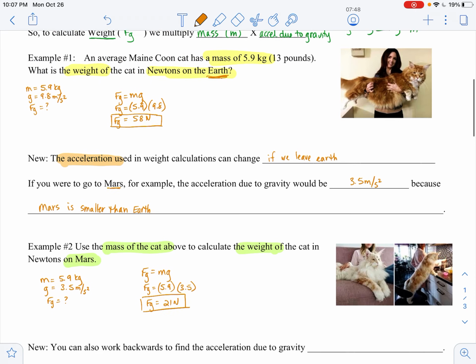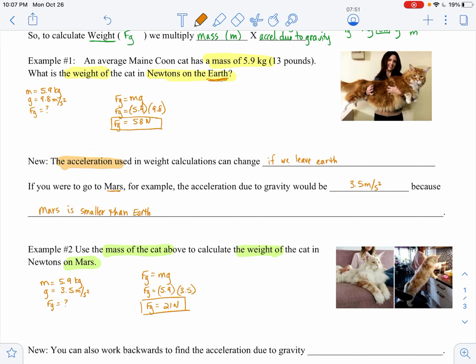So again, why don't you pause the video, make sure you feel comfortable with all of this, how to solve the problems, and why we use 2 different numbers for acceleration due to gravity. And when you're ready, we can go on.